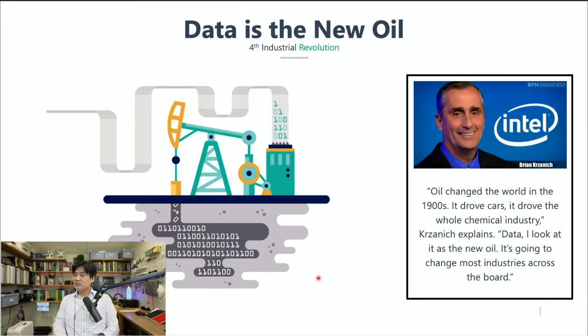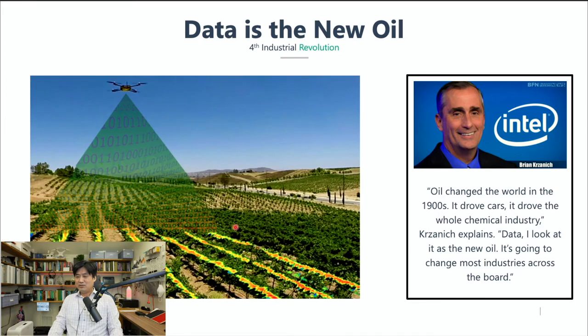This is a quote from a former ITC chairman, O'Brien, and you've probably heard this term before in the fourth industrial revolution. The key phrase is data is the new oil. Like oil changed the world in the 1900s through cars and the whole chemical industry, he believes data, which I look at as the new oil, is going to change most industries across the board. I think this is happening right now. But I believe the UAV is going to be the one that makes it possible to collect data at a big scale for agriculture applications.